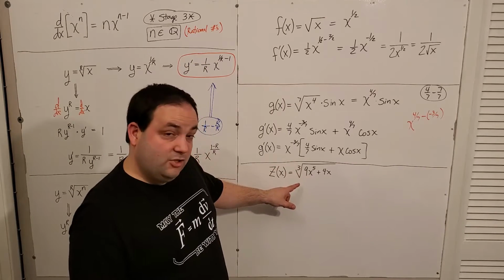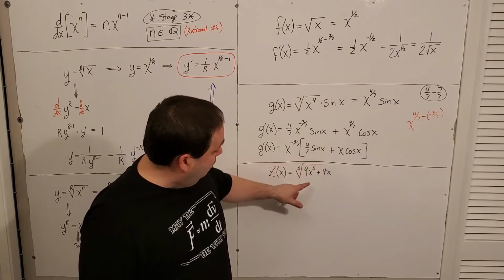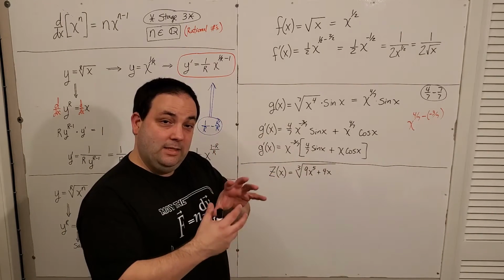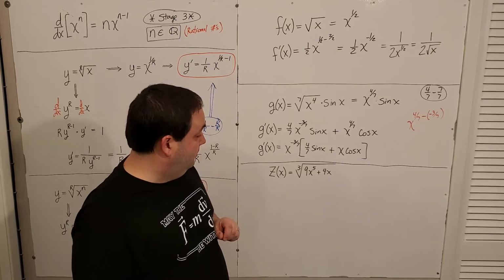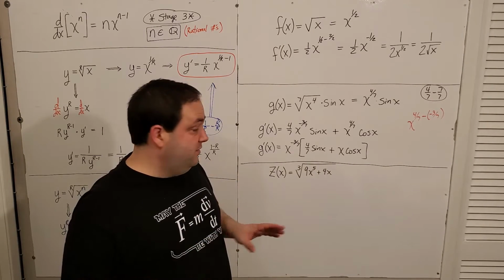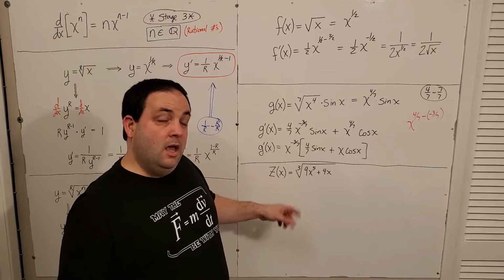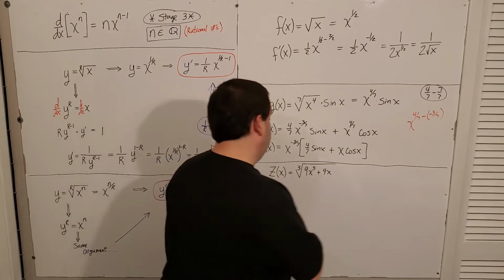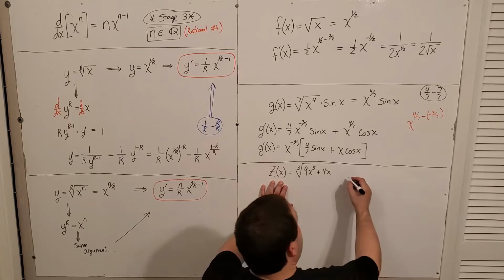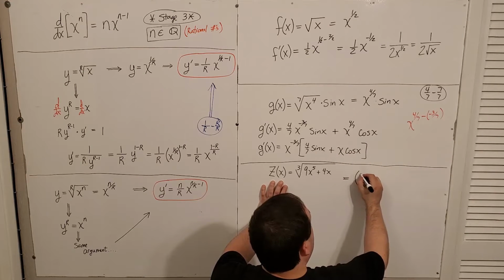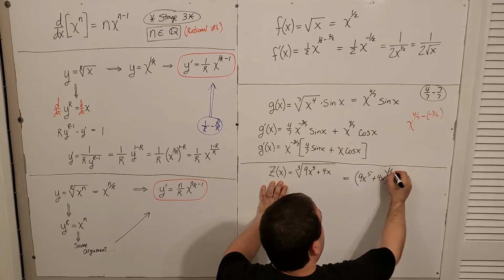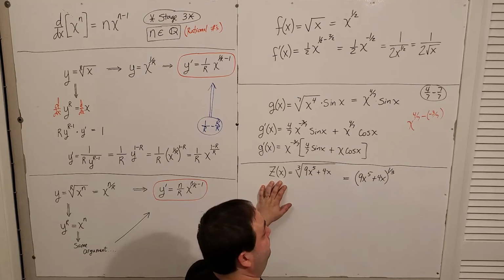Notice this one is a chain rule. I have a radical on top of another function. So they're nested. I have a composition here. But I'm not doing any derivatives with a radical present. I'm going to convert that into a fraction power. So z of x is equal to 9x to the 5th plus 4x to the 1/3 power.